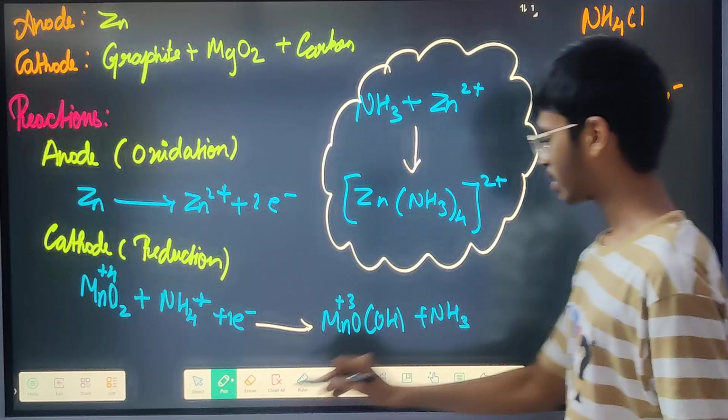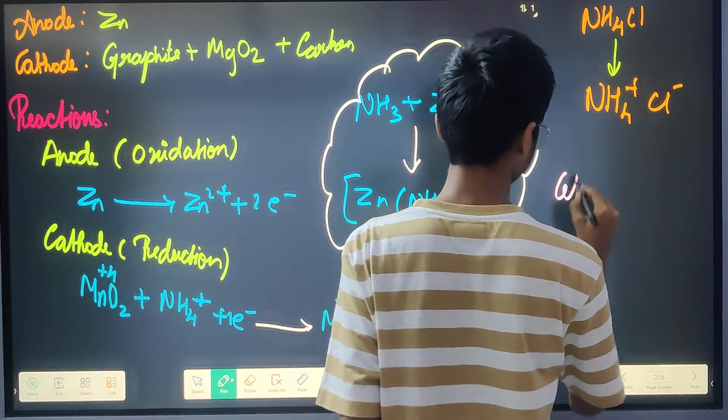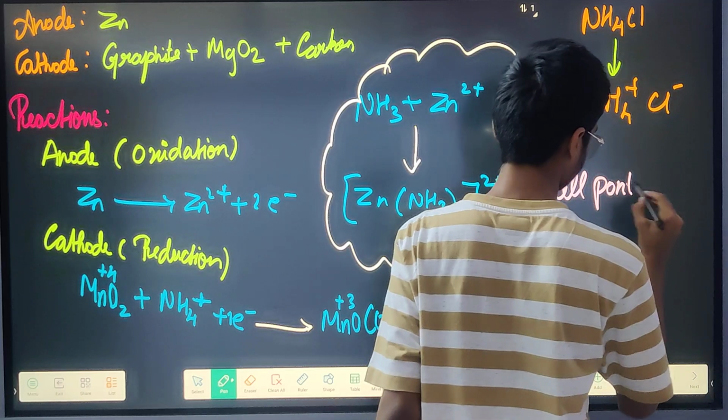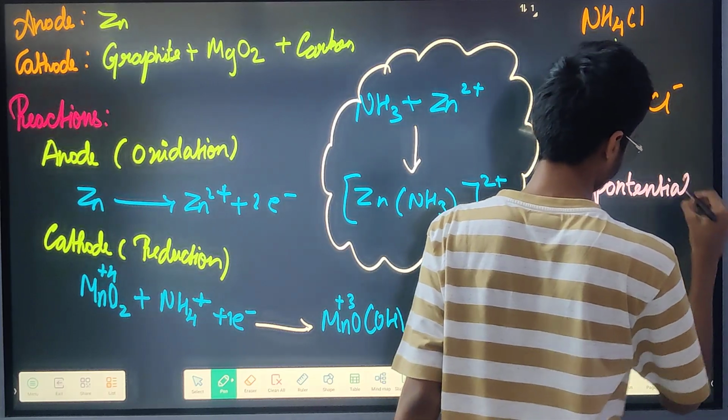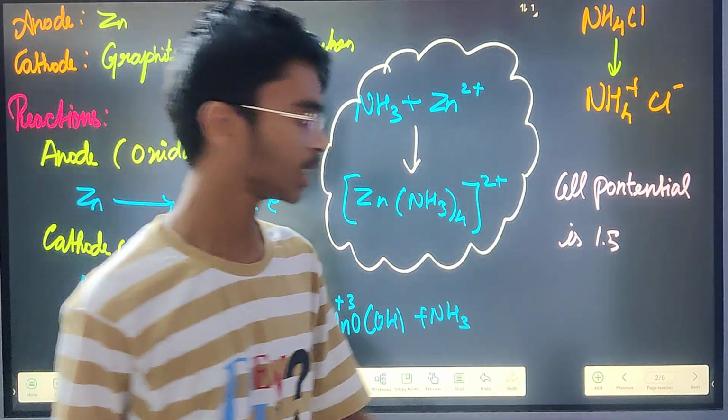Then one thing that you have to notice is the total cell potential. Cell potential is 1.5. A very common 1 mark question.